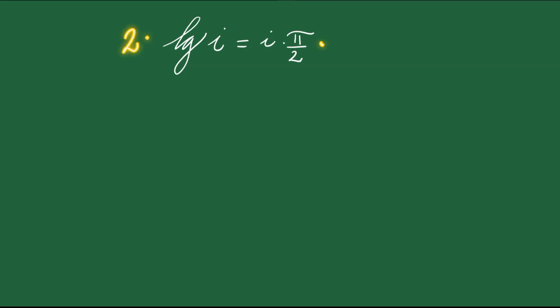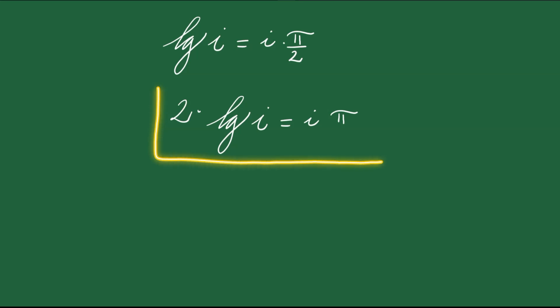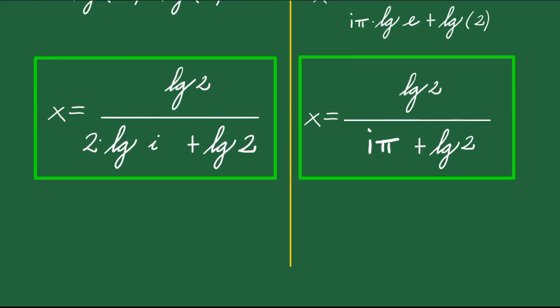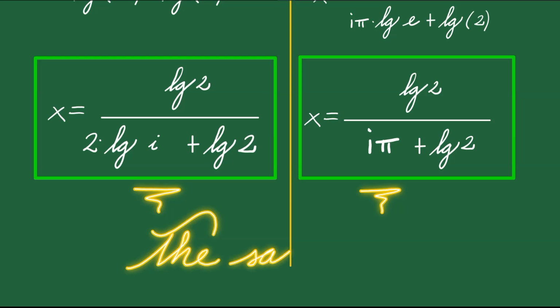Multiplying the right-hand side and left-hand side of the equation by 2, we get that 2 times log of I is equal to I times pi, that which was to be demonstrated. As the Latins said, quod erat demonstrandum. We have thus demonstrated that the two solutions represent the same complex number. That is, that the two solutions are two different ways of writing the same complex number.